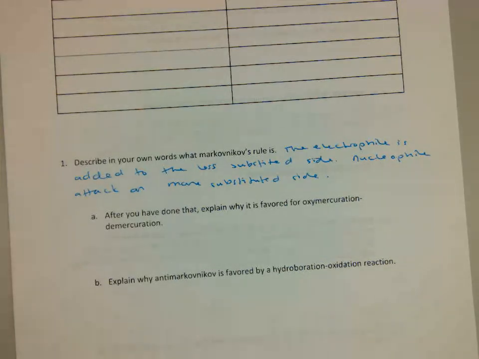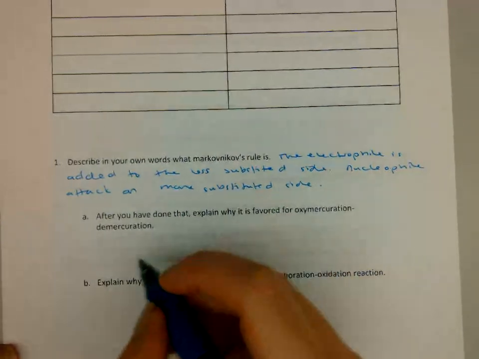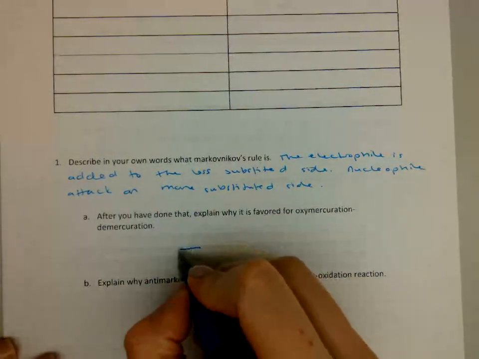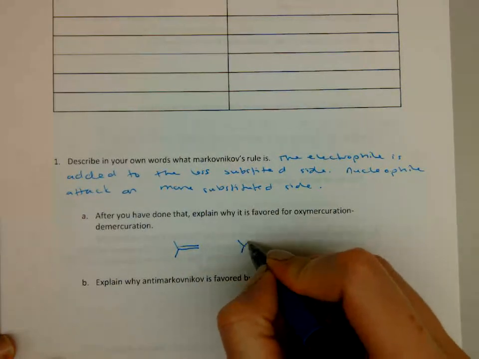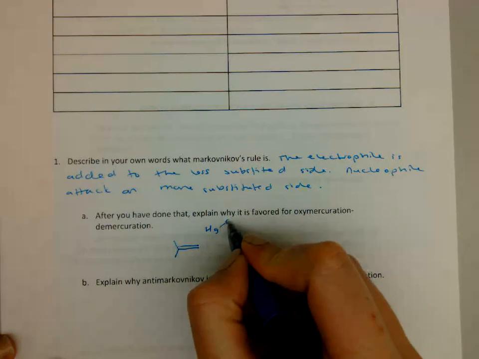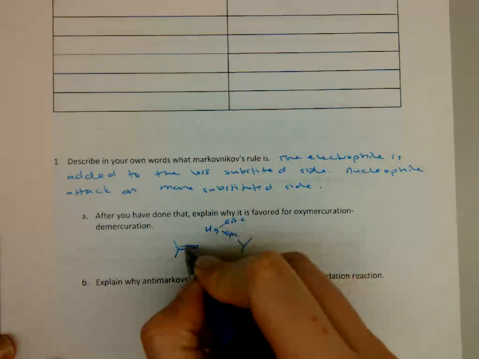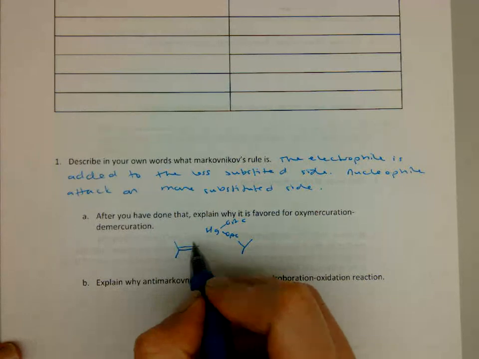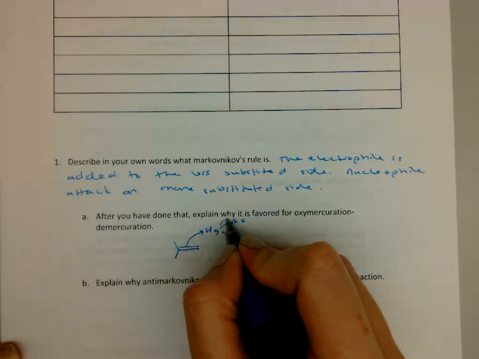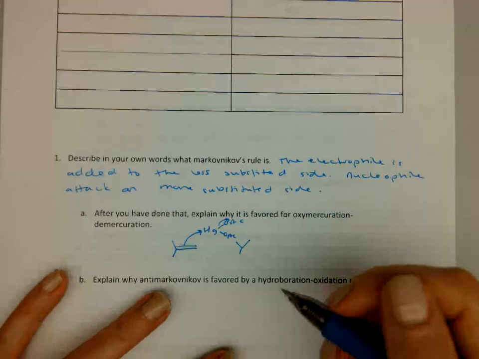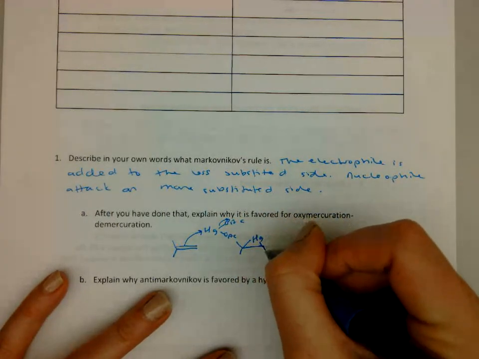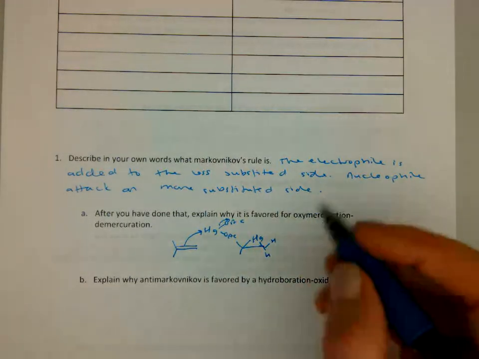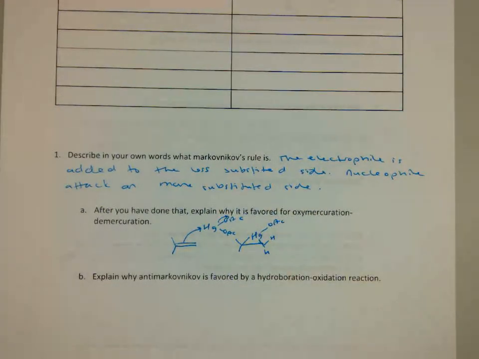So for explaining why it's favored by oxymercuration, demercuration, if I were to draw just a regular old alkene, and then the oxymercury, so it's HgOAc, the extra cloud of electrons that makes up the double bond here is going to attack the mercury, and then this bond breaks, and it doesn't form a carbocation. Instead, it forms this triangular shape, and I chalk that up to we don't know everything about how this reaction mechanism occurs, because we can't shrink ourselves down to the molecular level.